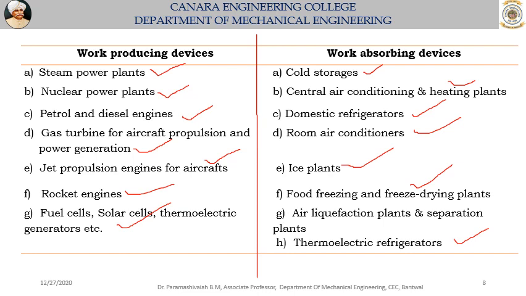So all machines or devices can be categorized basically into two categories. One is the work producing devices or power producing devices. Second one is work absorbing devices or power absorbing devices.